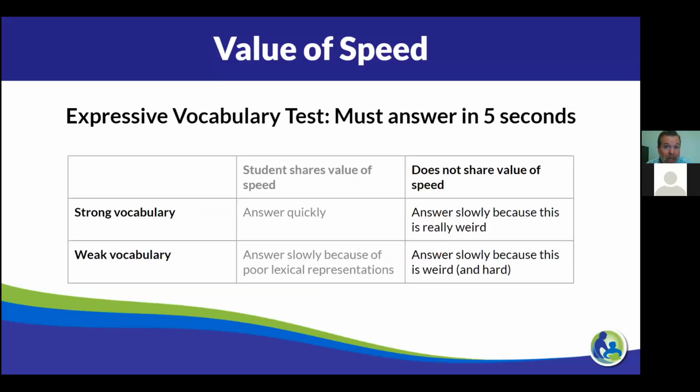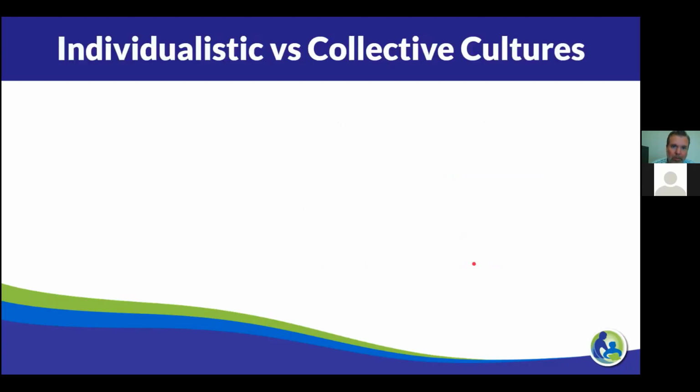Now, if we contrast that with a student who doesn't share that value of speed, they may answer really slowly because this is a really weird thing. I haven't had a lot of experience doing this. I'm not familiar with the format of this test. So it might look like they have a smaller vocabulary when actually the format of the test has some bias in it. And they may answer slowly and get items incorrect. Kids with weak vocabulary who don't share this value of speed may answer slowly as well.